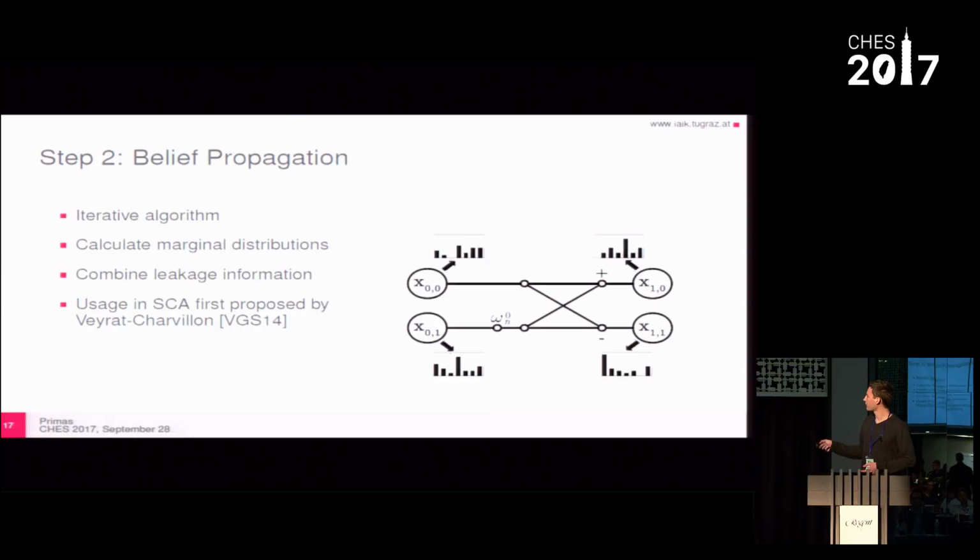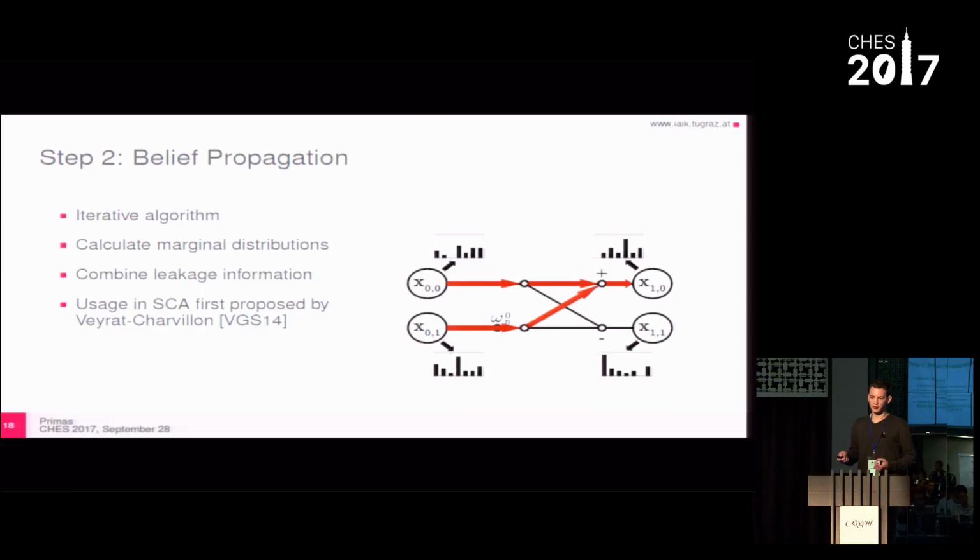Now, what we could do now is, since this value here above, for example, is clearly just the result of those two values in the input because it's just the addition, it should intuitively be possible to infer some information about this value given the probability distribution of those two values here. And this is exactly what the belief propagation algorithm attempts to do in our scenario.